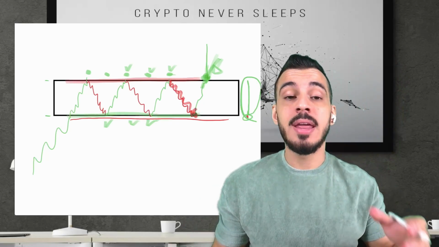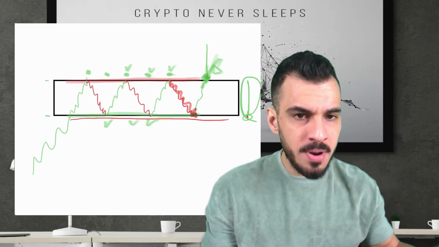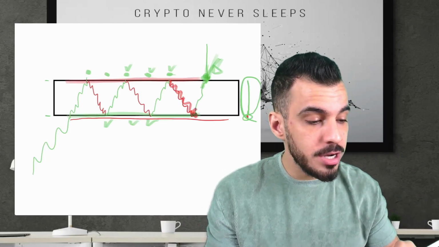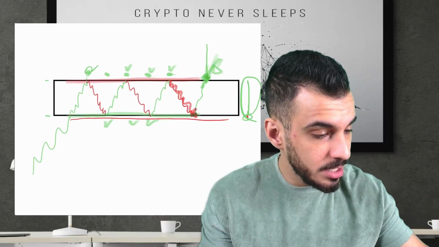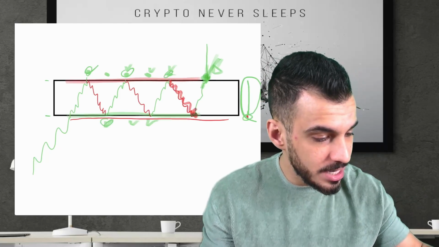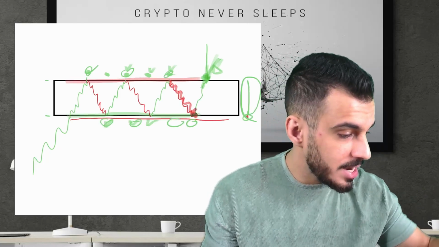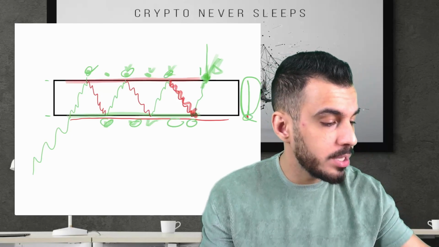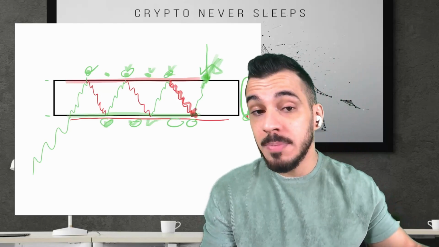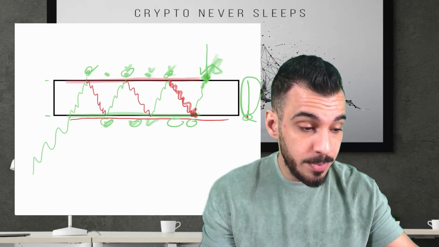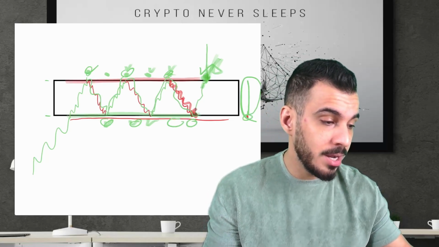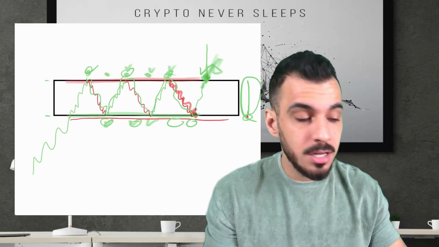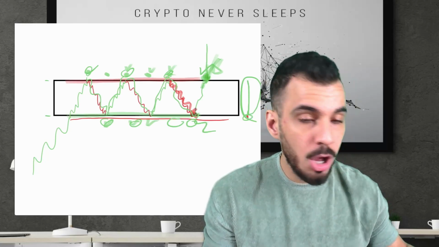And as I said already, but just to be clear, I want to emphasize this here. The majority of the time we are going to be rejected. Rejected here, rejected here, rejected here, and only once we broke it to the upside. So it means the majority of the time you would be making money, making money, and then eventually you would have a minimal loss.